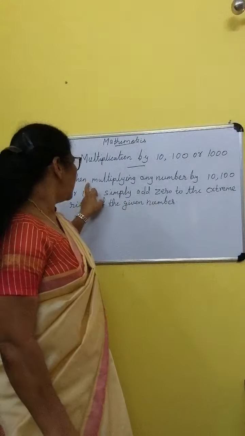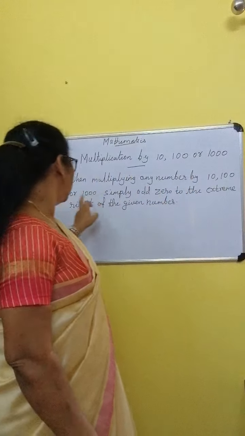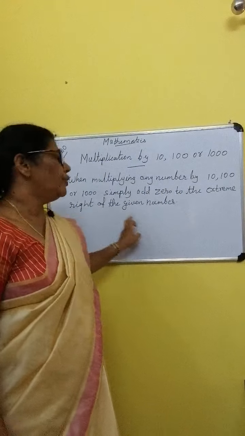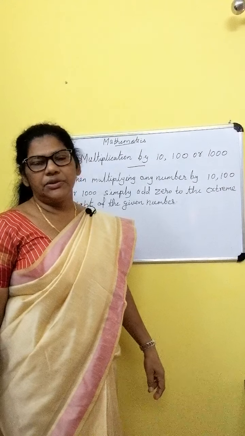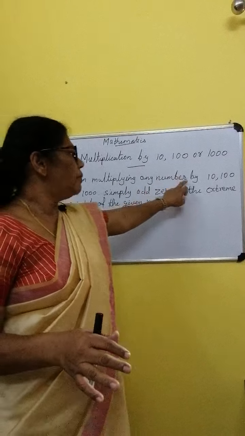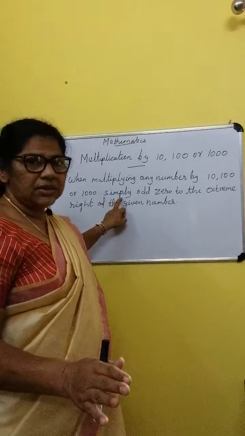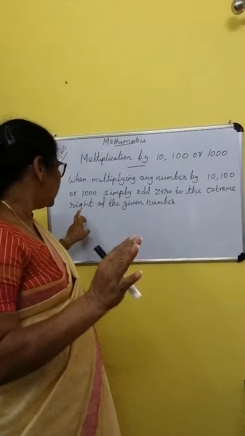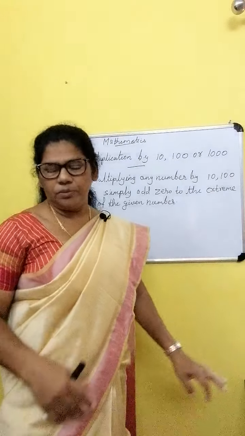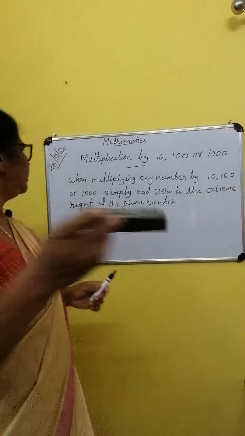Okay. When multiplying any number by 10, 100 or 1000, simply add 0 to the extreme right of the given number. Understood? Once again, when multiplying any number by 10, 100 or 1000, simply add 0 to the extreme right of the given number. Understood? This one you write in the notebook. Okay. Now let us see how to get the answer.